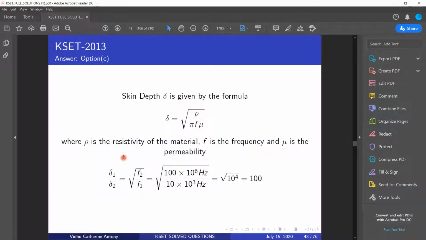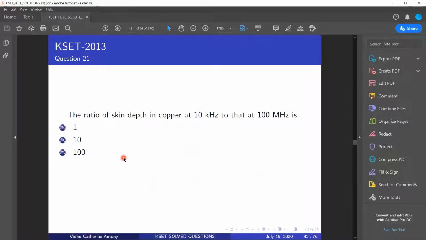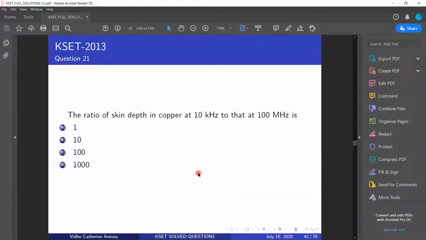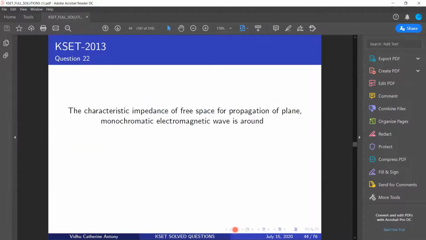So now what was your question? Your question was to calculate the ratio, and they've given you two frequencies. So all that's left is to just substitute them and do the calculation. You're going to get about 100. That's option C here. Okay, so I'll move on to the next question.